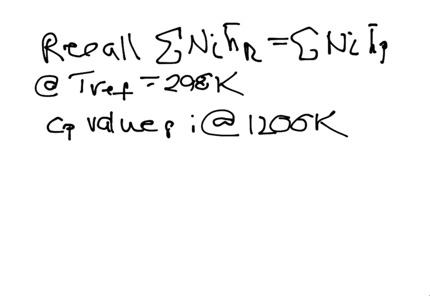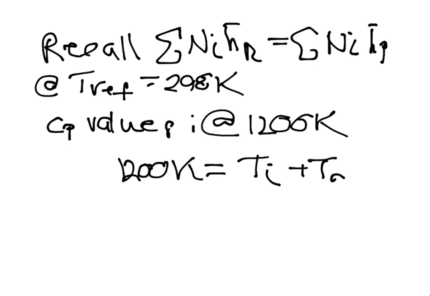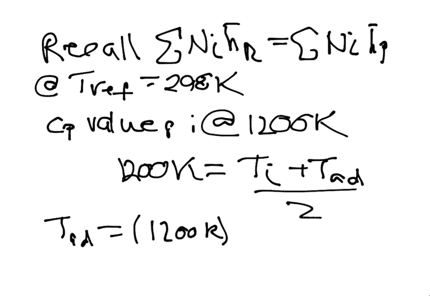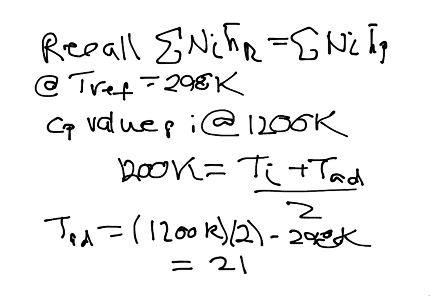1,200 Kelvin. And why, you ask, are we grabbing this 1,200 Kelvin? This is a typical temperature that you would see for a combustion. And we are going to take that 1,200 Kelvin and take an average of it in comparison to our adiabatic temperature that we're trying to guess. So if you are to solve this out for T adiabatic, our first guess is 1,200 K times 2 minus 298 Kelvin, which is equal to 2,102 Kelvin.